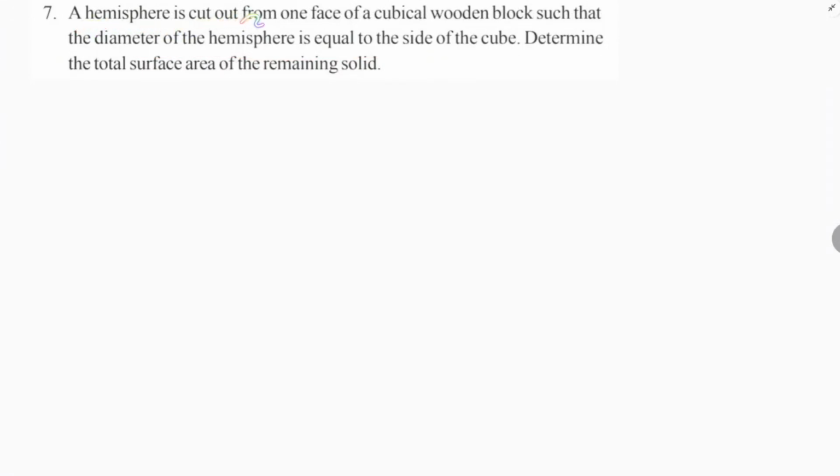A hemisphere is cut out from one face of a cubical wooden block such that the diameter of the hemisphere is equal to the side of the cube. Determine the total surface area of the remaining solid.